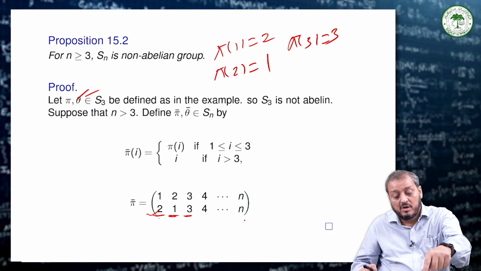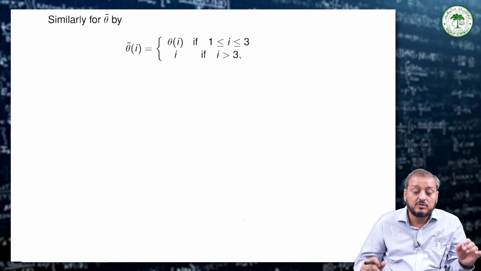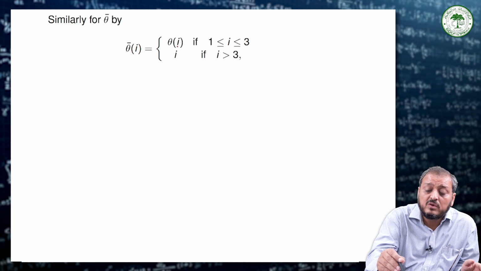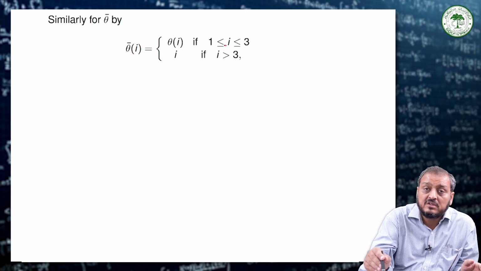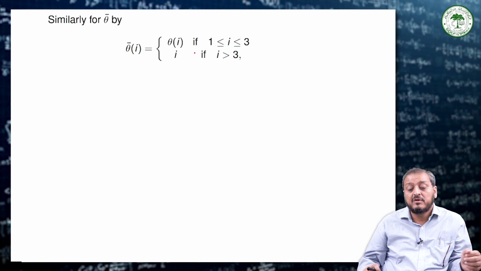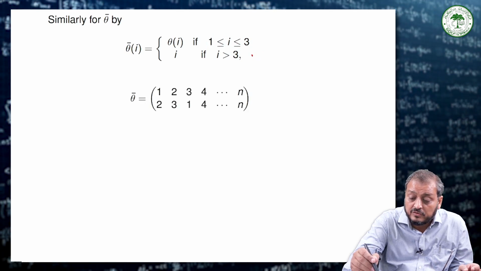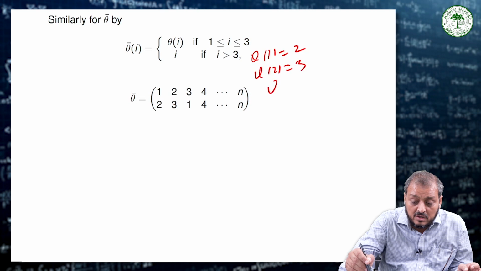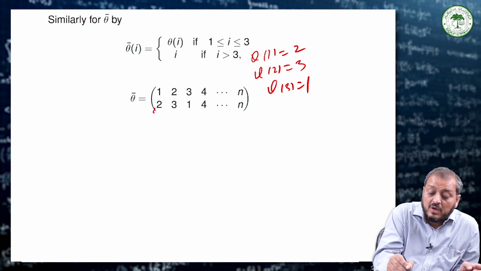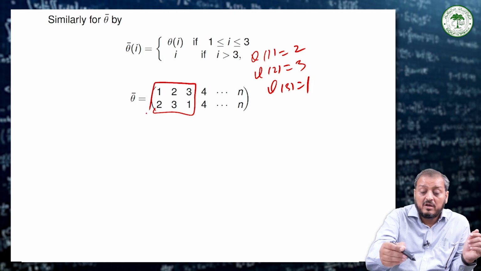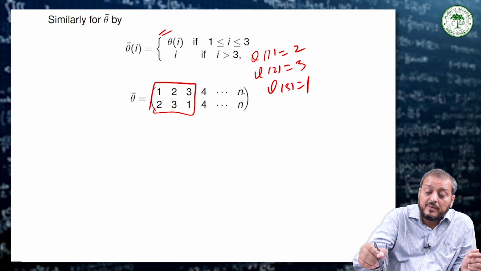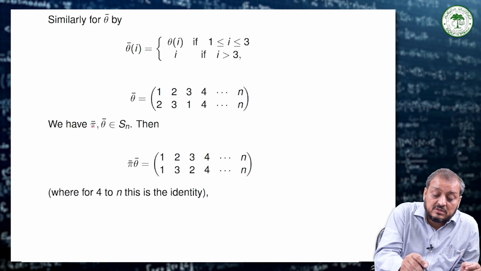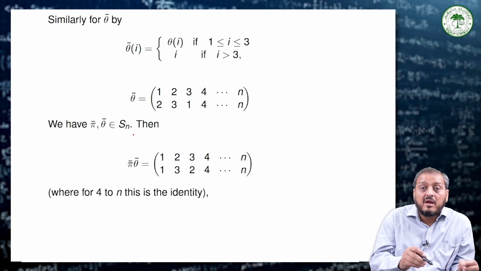So, simply we have to define pi bar in this form, and theta bar is also of a similar form. We have theta bar of i is equal to theta of i if i lies between 1 and 3, and i if i is greater than 3. Here also we define theta 1 is equal to 2, theta 2 is equal to 3, theta 3 is equal to 1. So, now we have 2, 3, 1 defined by theta, and the rest of the elements, 4 and so on, are the same. So, we have theta bar and pi bar belong to Sn.